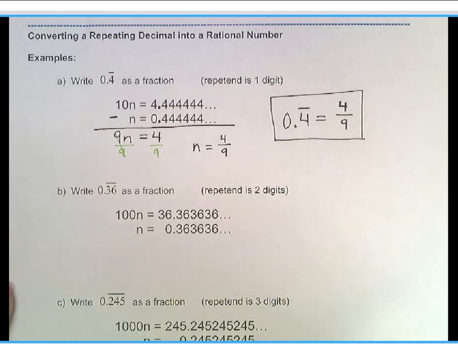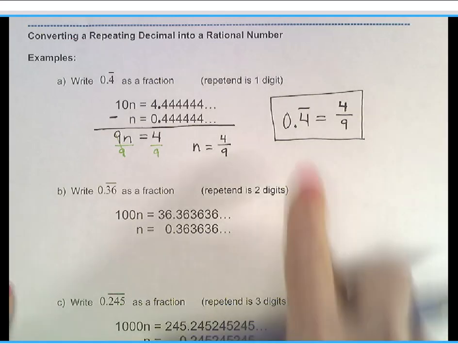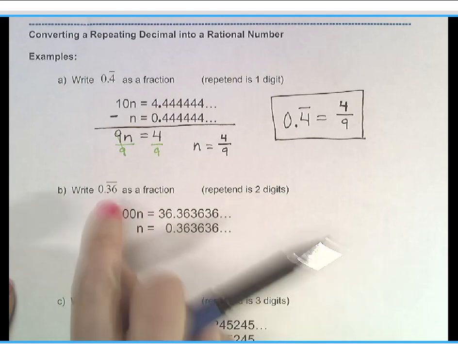It's going to have a repeating pattern, and the repeating block is what's on the top. So 4/9, that's how you would write 0.4 repeating as a fraction. So let's try one where the repetend is 2 digits.